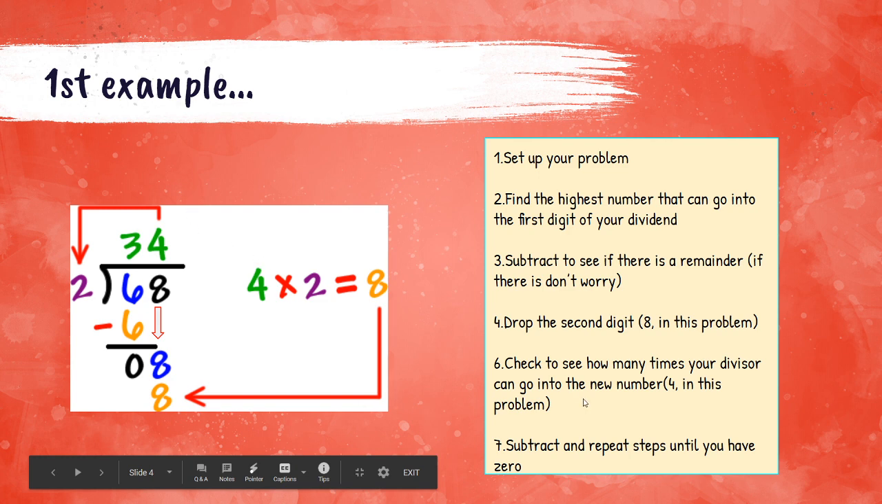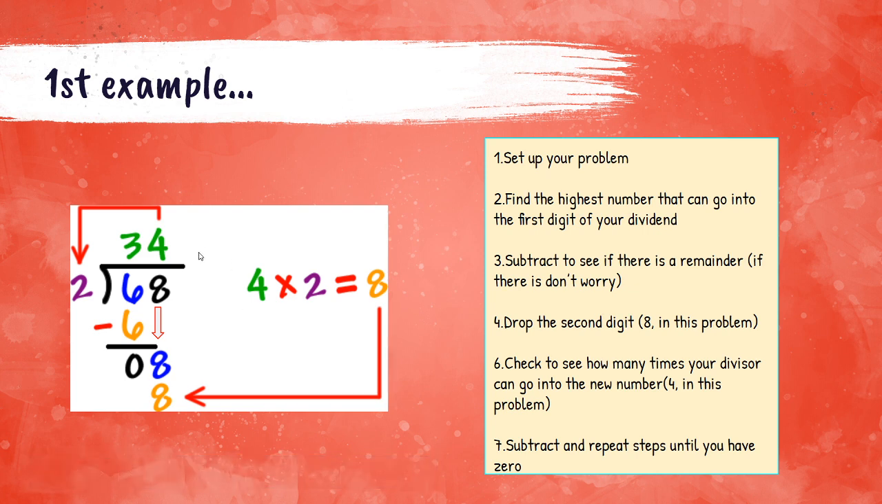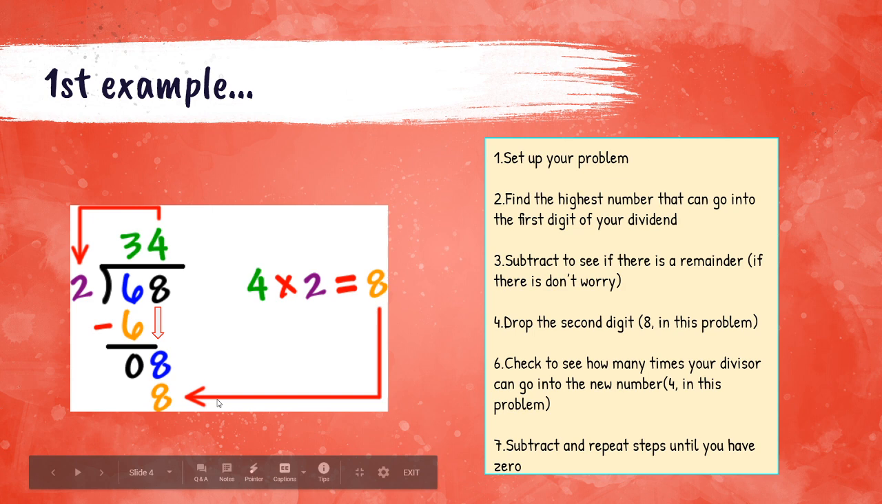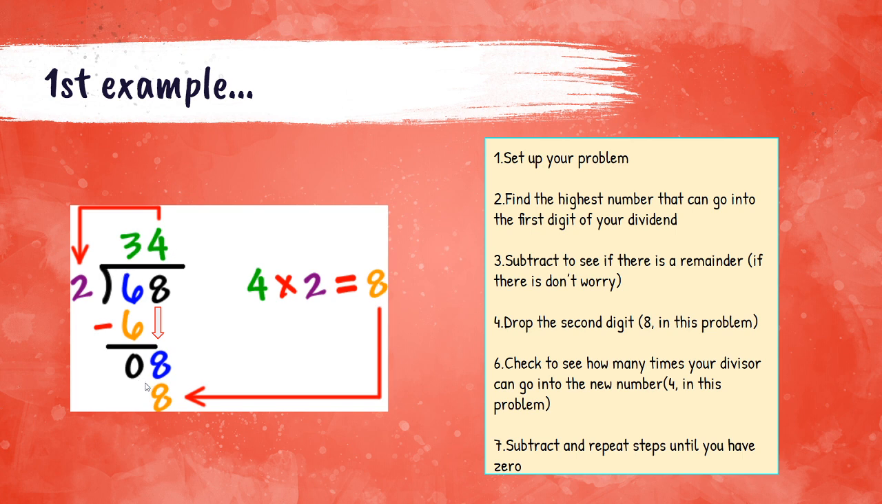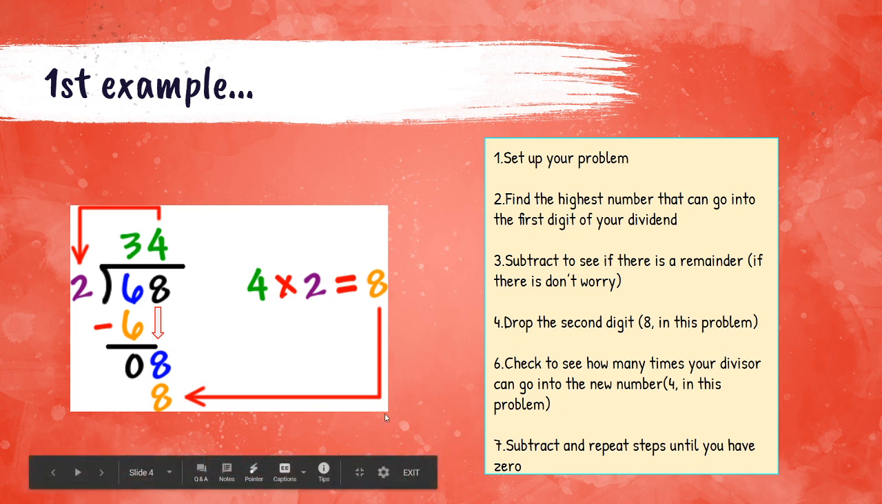So let's just go over this one more time. Remember, I set up my problem, right? Right after that, I found the highest number where the first digit of my divisor can go into my dividend, which is basically 3. So 2 times 3 is 6, right? Then I have to subtract to see if there is a remainder. In this case, there's not a remainder. I drop down that second digit, which is 8. Then I check how many times my divisor can go into the new number. In this case, it's 4, because 2 times 4 is 8, right? Then I subtract and repeat the steps until I have an overall remainder of 0, which I have, right?